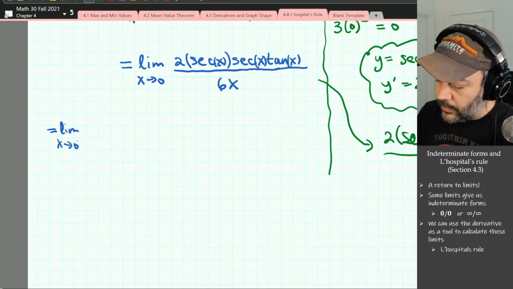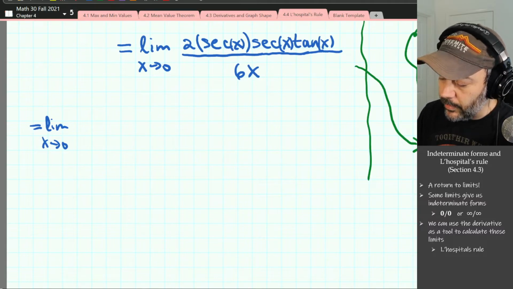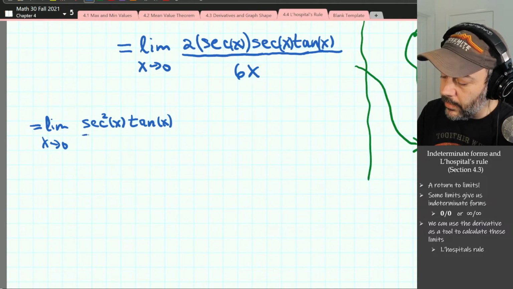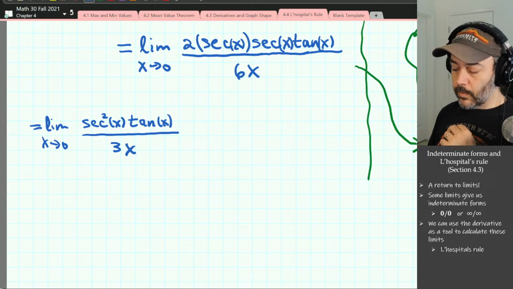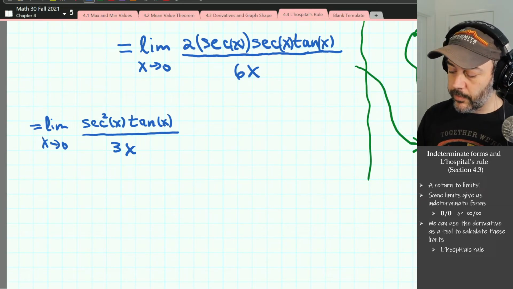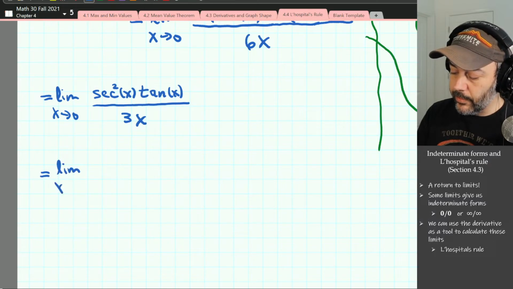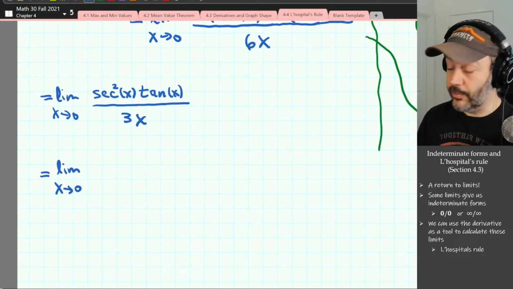Limit as x goes to 0 of... well, let me actually just clean this up real quick. The numerator is secant squared x tangent x, and the denominator is 3x. Okay. Cool. So the 2 over 6 reduces to 1/3. And that is equal to, because we've already shown that that's an indeterminate form of type 0 over 0, you just got to do it again.